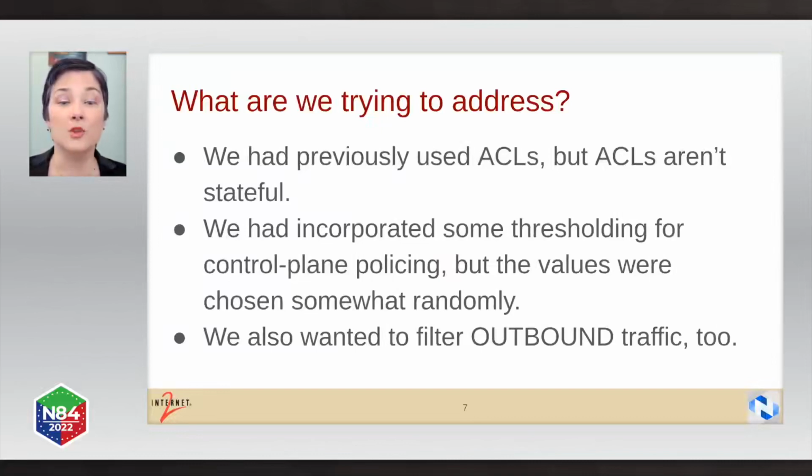Our previous network was running on the Juniper MX platform, and we subsisted on a diet of access control lists and control plane policing via firewall filters. We used the counters to track hits via SNMP. We had a few thresholds that we had chosen mainly with a dartboard, and some of them had been removed over the years when they proved prohibitive. In addition to stateful filtering, we also wanted to filter outbound traffic, which was something that we were not already doing.